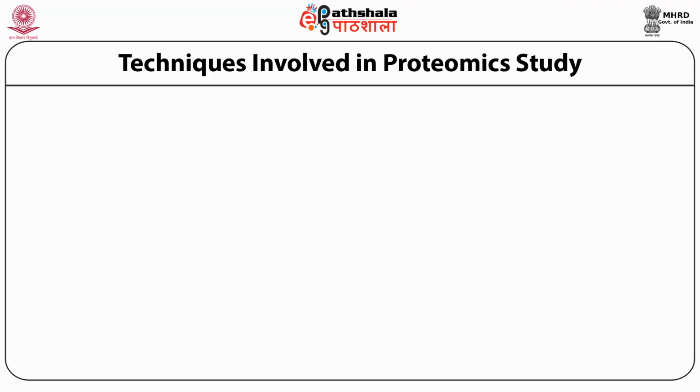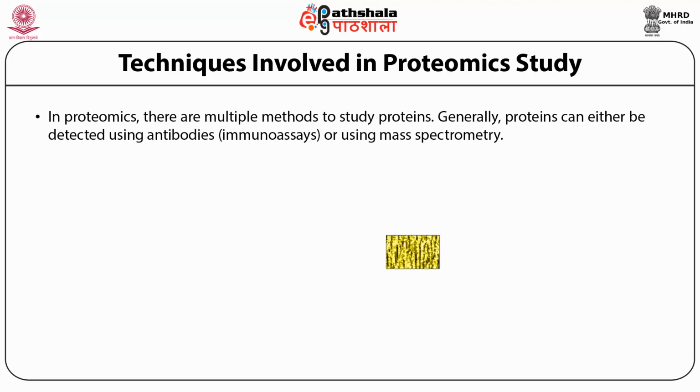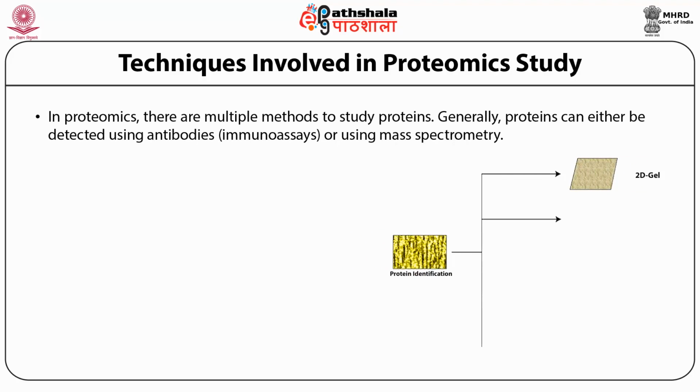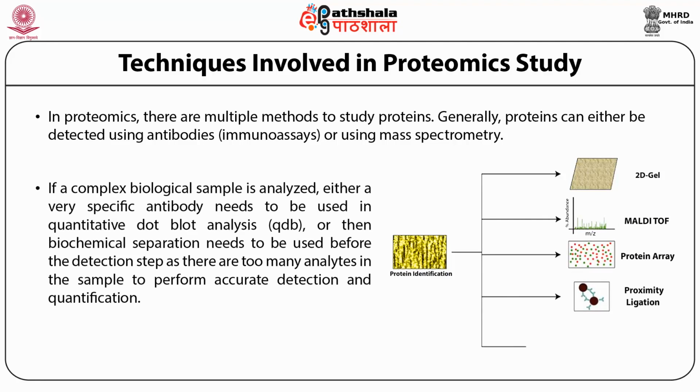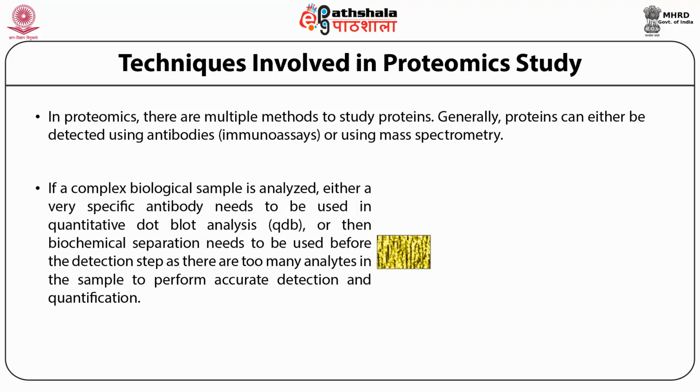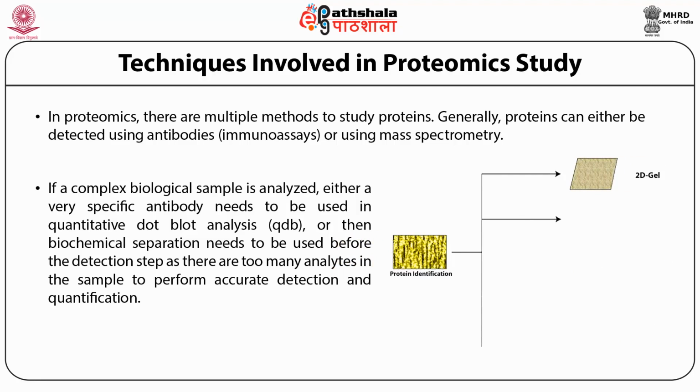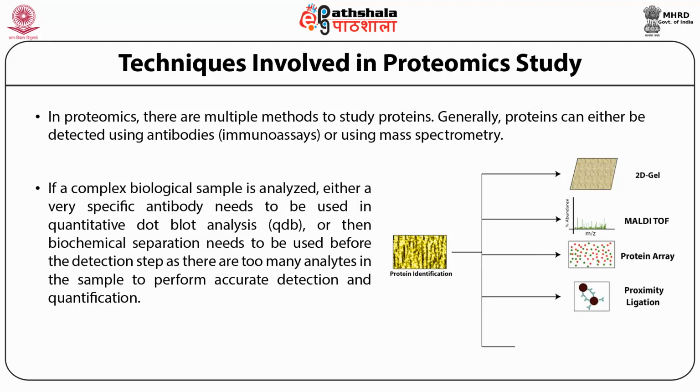Various techniques are involved in proteomic studies. In proteomics, there are multiple methods to study proteins. Generally, proteins can be detected either using antibodies or using mass spectrometry. If a complex biological sample is analyzed, either a very specific antibody needs to be used in quantitative dot blot analysis, or biochemical separation needs to be used before the detection step, as there are too many analytes in the sample to perform accurate detection and quantification.